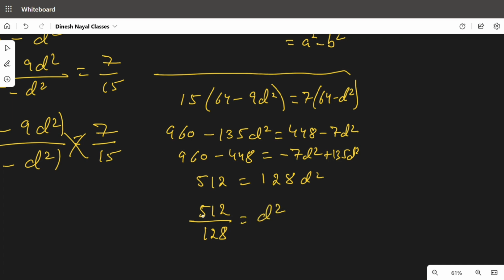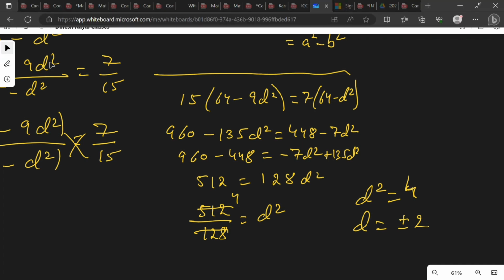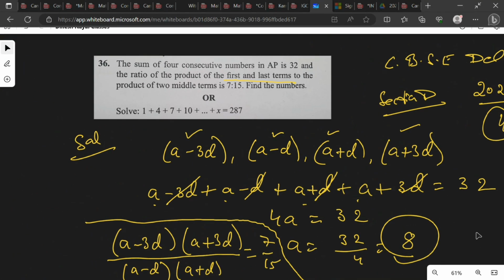Okay, so we know that this exactly goes 4 times. So d square equals 4. This implies d equals plus minus 2. Since d square is 4, so d is plus minus 2. Now, what are the numbers? Now we have to work on the numbers.